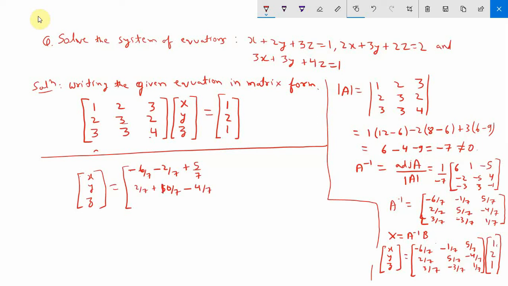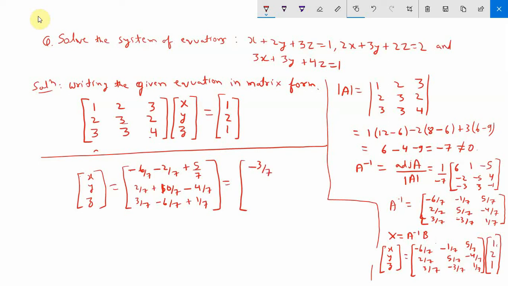This is just 10 by 7. Then the third row will be 3 by 7 minus 6 by 7 plus 1 by 7. So we will get this as, if you see, minus 6 to minus 8 plus 5, so minus 3 by 7.